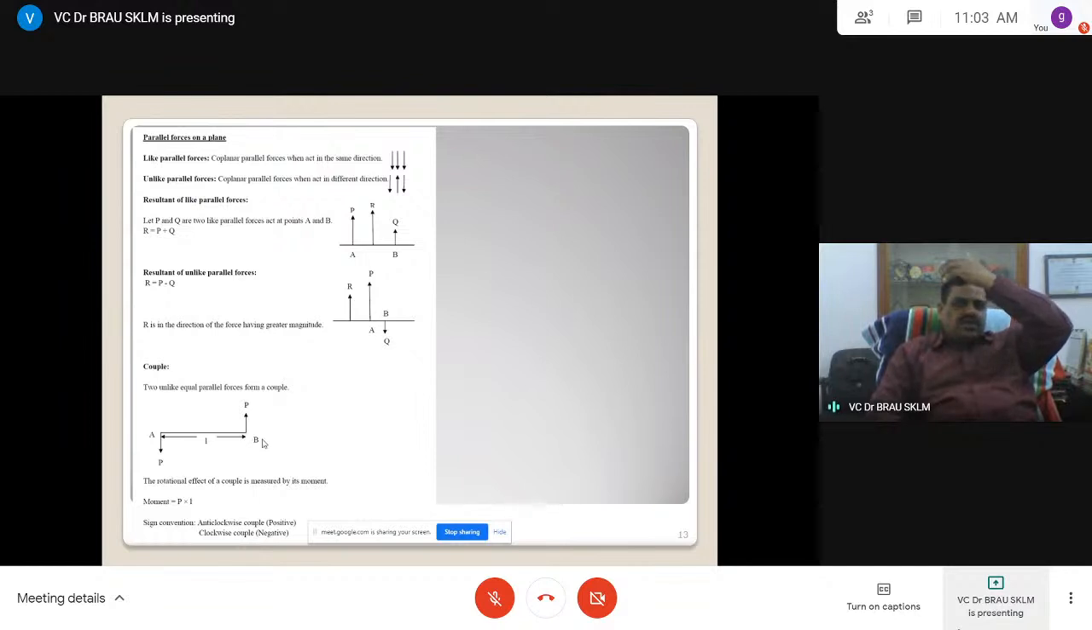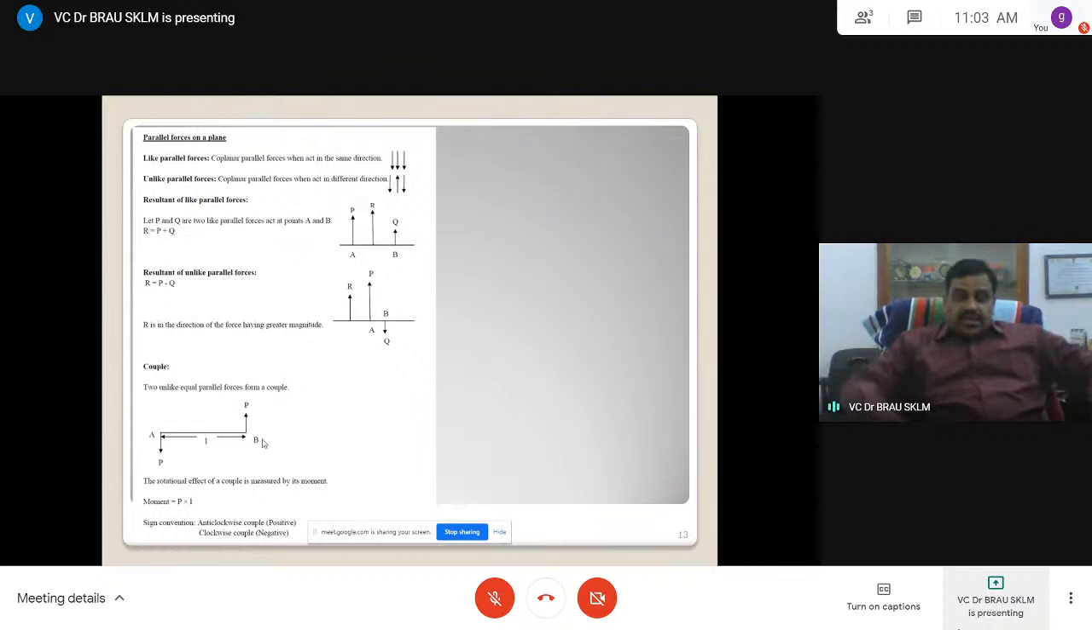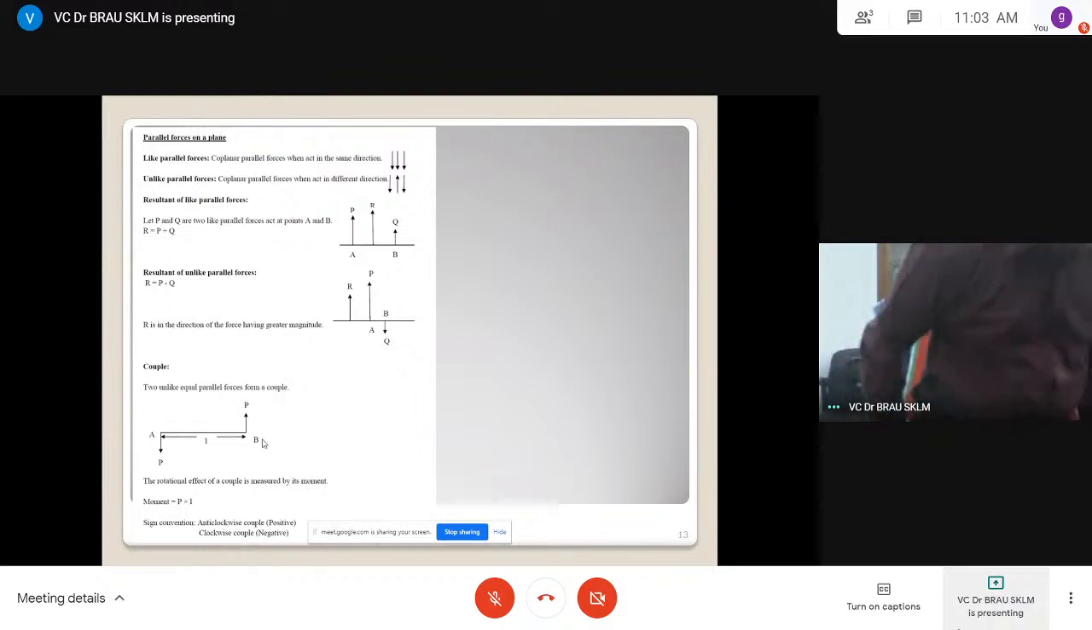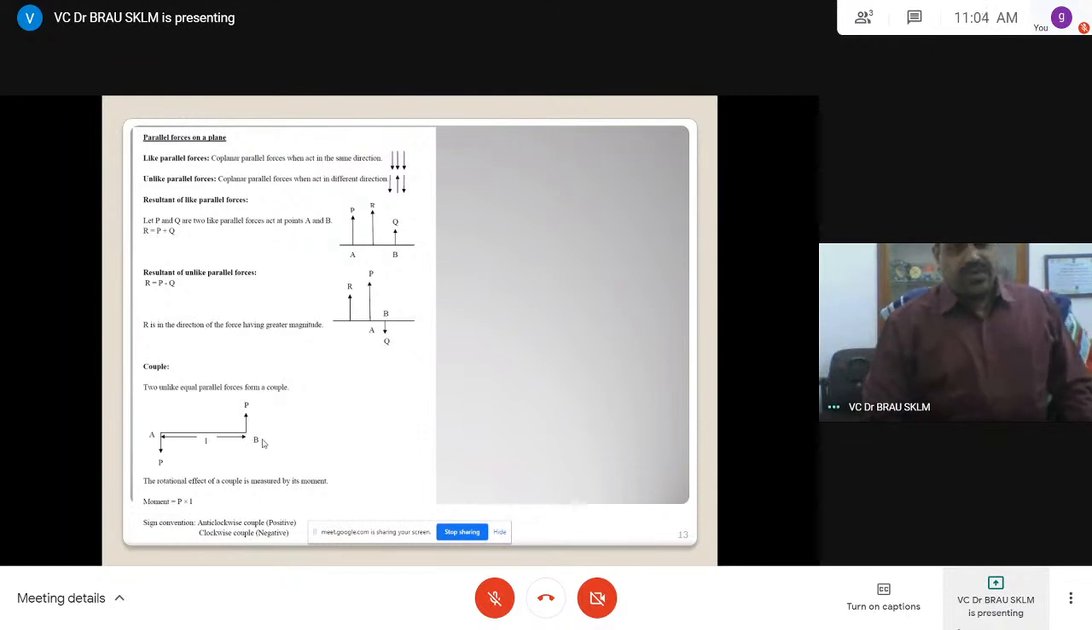You cannot change one part of the problem to counterclockwise positive, clockwise negative, and another part to clockwise positive, counterclockwise negative. We cannot do like that.